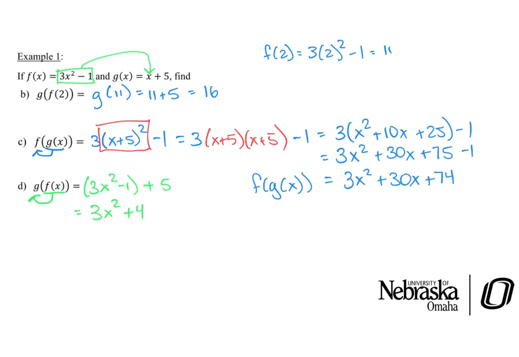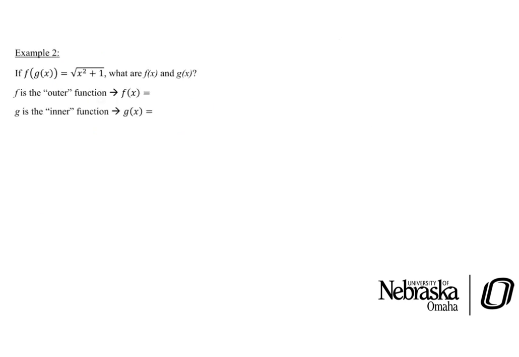Okay, the next page of your course notes already has example 2. Very similar, but we're kind of looking for the inverse. So we're kind of going backwards from what we're given. It says if f of g of x is equal to the square root of x squared plus 1, what are f of x and g of x?